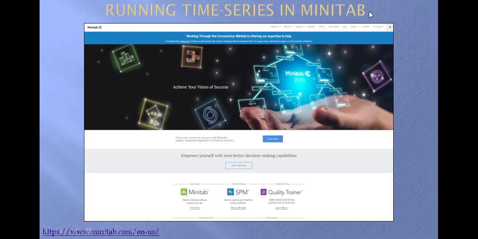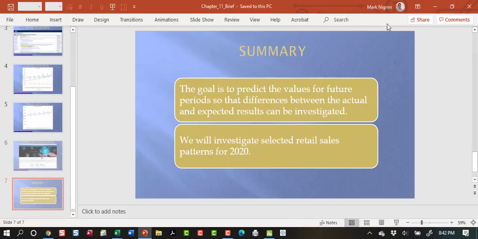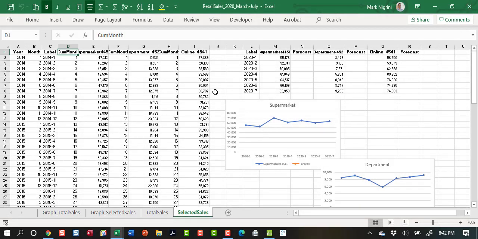We're going to be using Minitab for the analysis. You will see that the program is easy to use. So, usually we want to predict the value for future periods. I want to know whether the differences are large, and large differences should be investigated. But what we're going to do now is take a close look at retail sales. So let's say goodbye there.